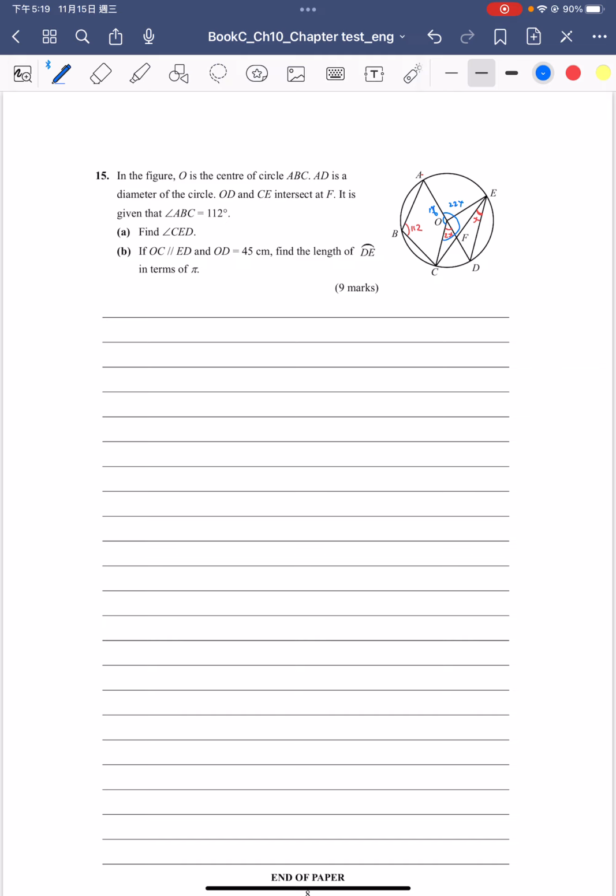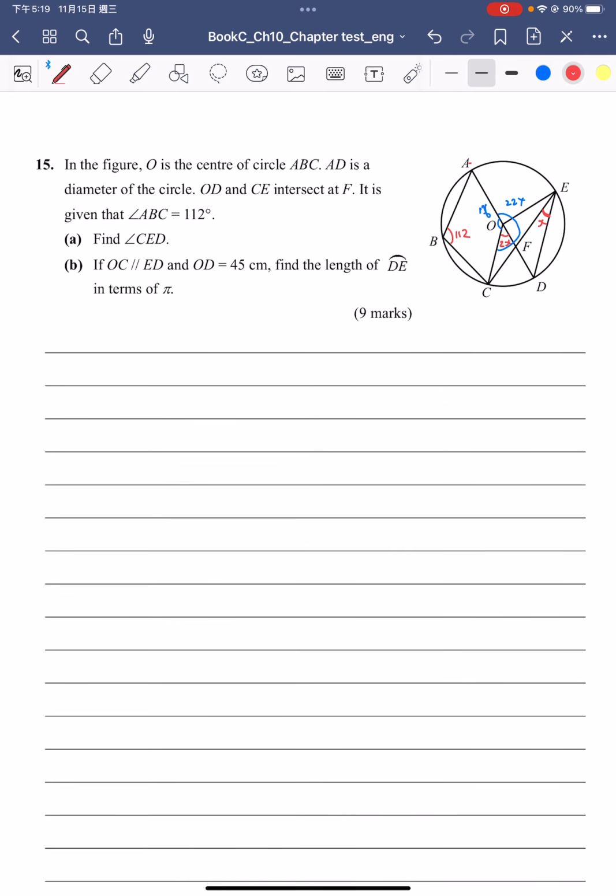So we can try to write it down first. So for part A, we can write it down, the reflex angle. The reflex angle what?